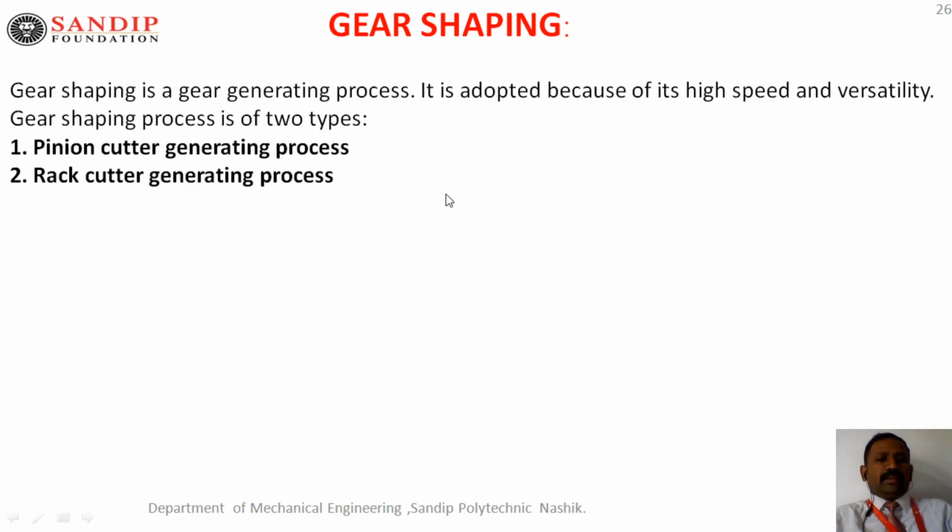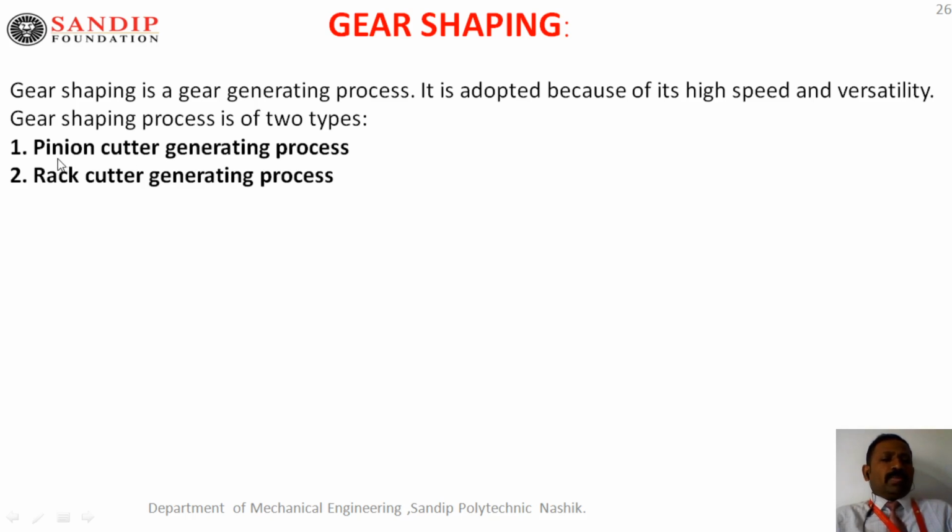Now the second method is gear shaping. Whatever desired shape is given to the gear blank to manufacture a gear, that is the shaping process of gear manufacturing. So gear shaping is a gear generating process. It is adopted by two methods: the pinion cutter generating process and the rack cutter generating process. So students, you have to assume a simple rack and pinion. Here the rack has linear teeth, and the pinion has circular teeth and is a small gear.